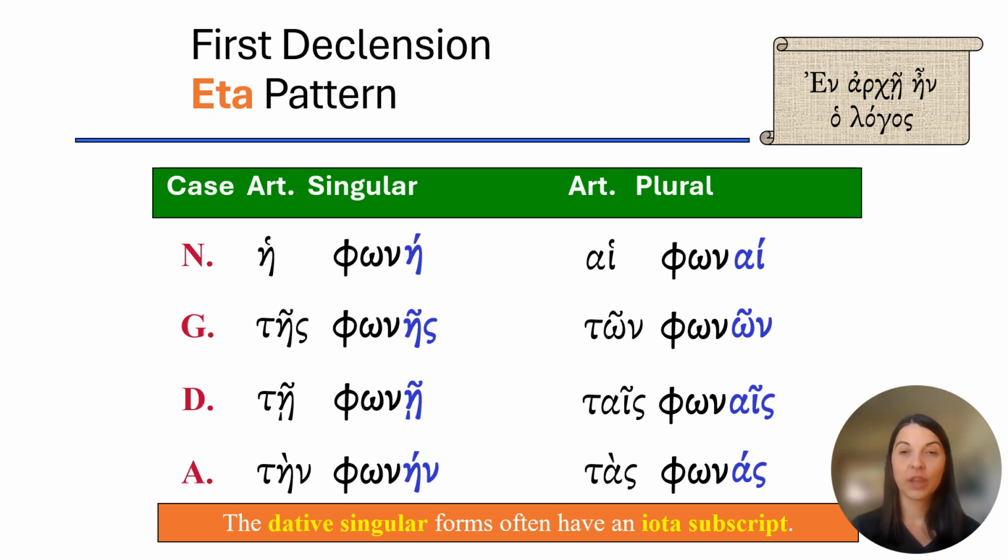Into the plural, you have phonai. So you have that alpha iota diphthong added at the end. Then you have phonon. That is your genitive plural ending. And then you have phonais. You have the alpha iota sigma. And then lastly, in the accusative plural, you have phonas. So these are your eta pattern declensions. This is the most prevalently used of the endings.